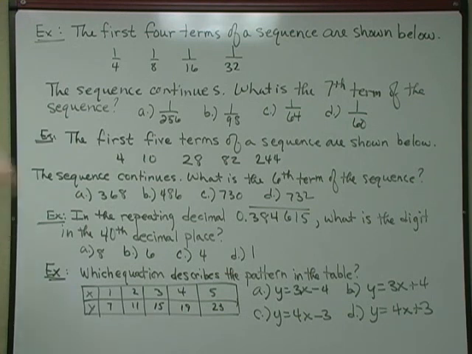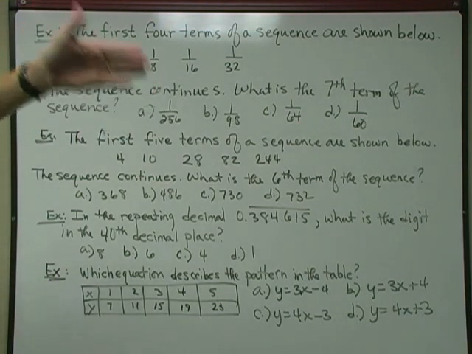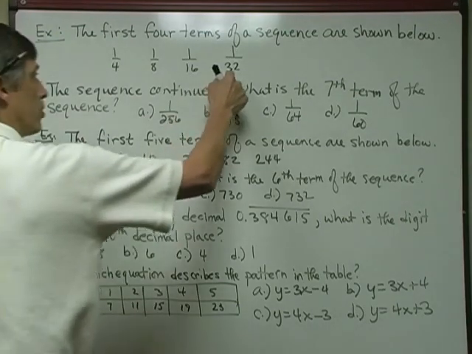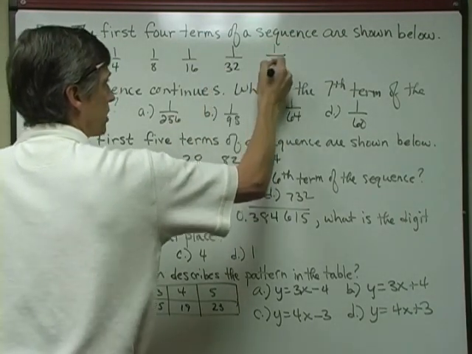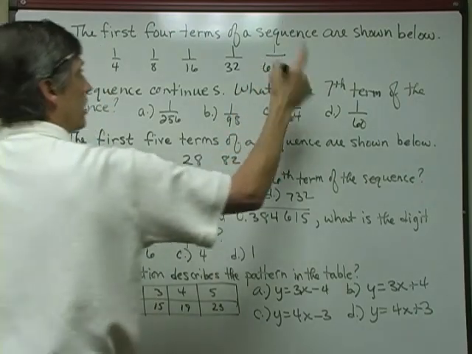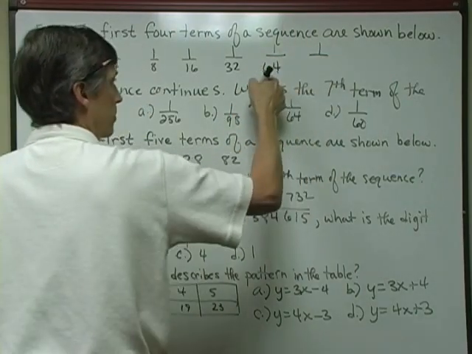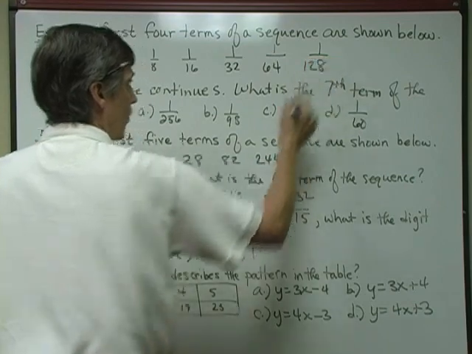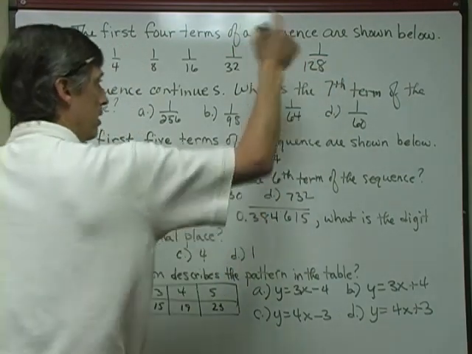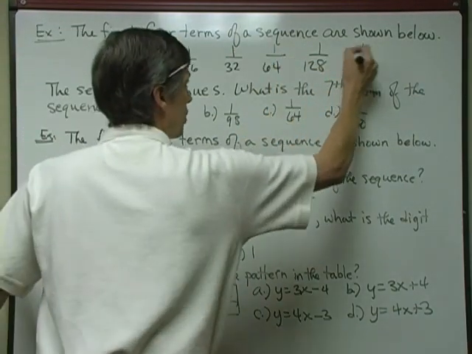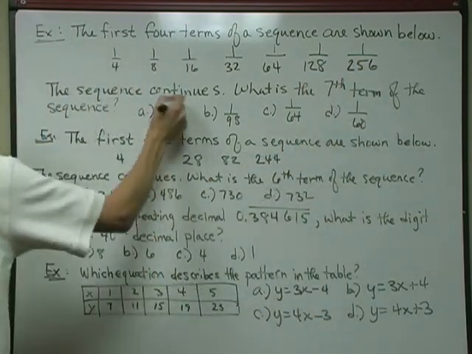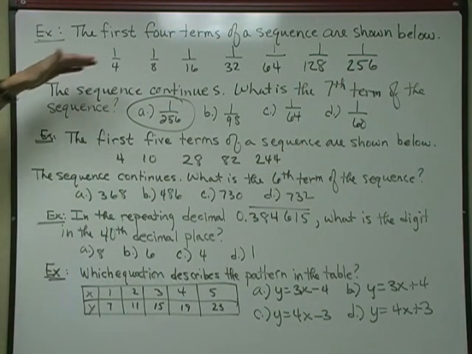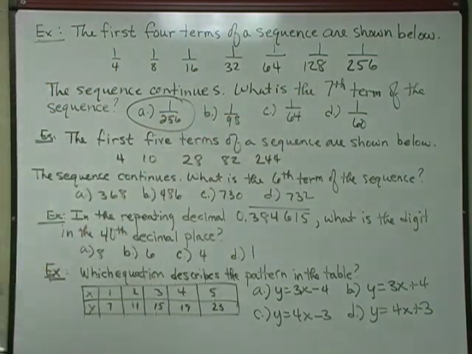Well, I'm not going to try to come up with some fancy formula. I have 4 terms, I'm going to find the 5th, the 6th, and the 7th terms. So if I multiply by 2, my 5th term will be 2 times 32 is 64. That's the 5th term. The 6th term, I multiply this by 2, I get 1 over 128. I multiply by 2, my 7th term is 2 times 128 is 256, and that matches my answer A. I didn't have to go very far, I only needed to go to the 7th term.